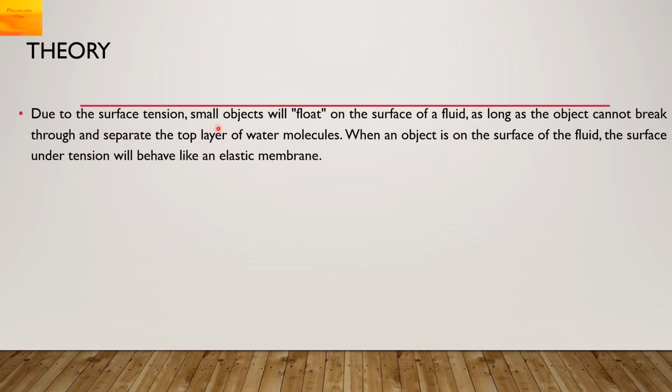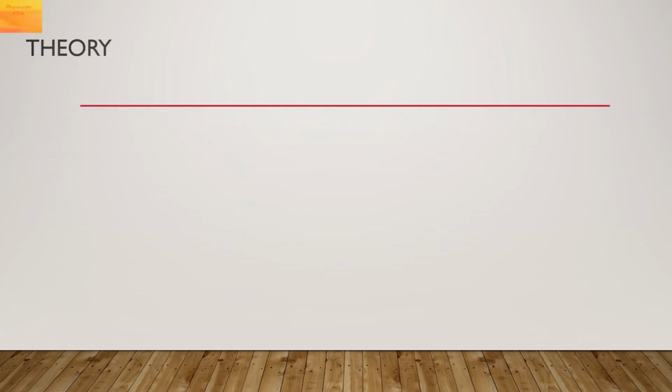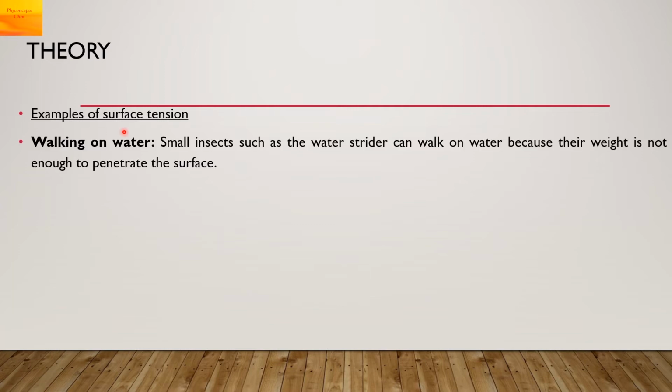Due to the surface tension, small objects will float on the surface of a fluid as long as the object cannot break through and separate the top layer of the water molecules. When an object is on the surface of the fluid, the surface under tension will behave like an elastic membrane. Examples of surface tension: certain insects such as the water strider can walk on the water because their weight is not enough to penetrate the surface.